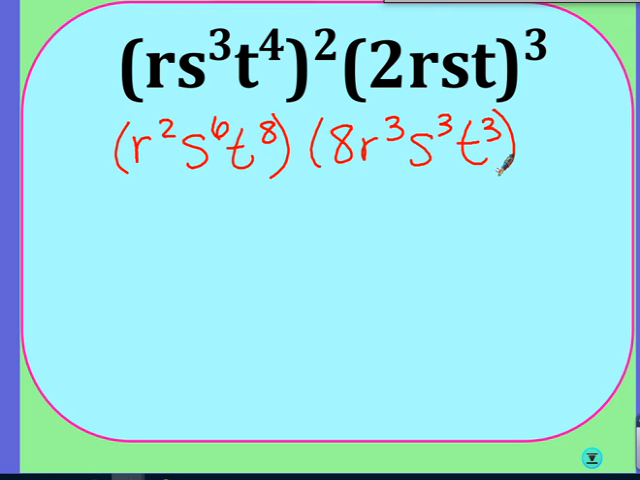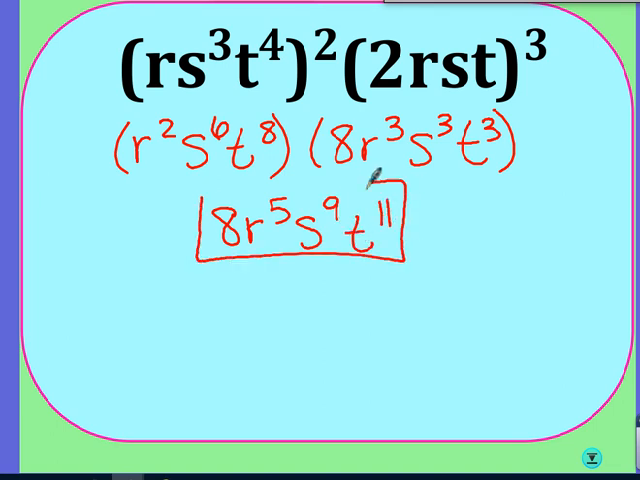Now that you have these two terms, they can be multiplied. Remember, when multiplying, you add your exponents when you have the same base. Your final answer comes out to be 8 r to the 5th, s to the 9th, t to the 11th.